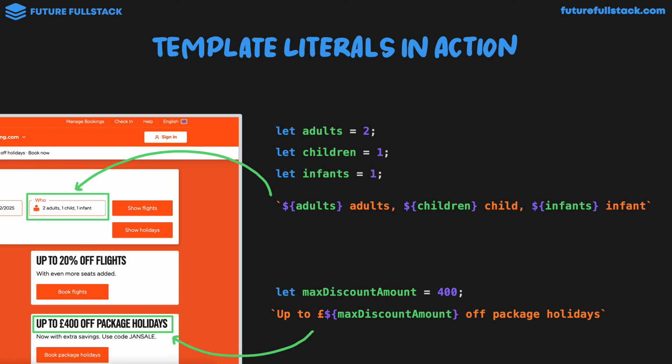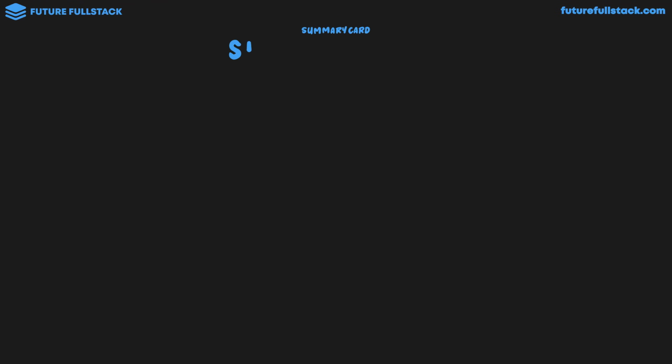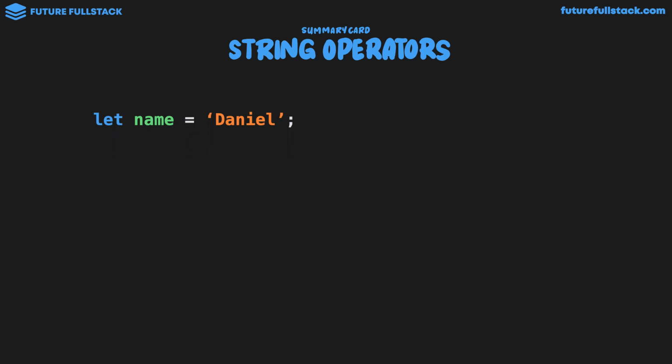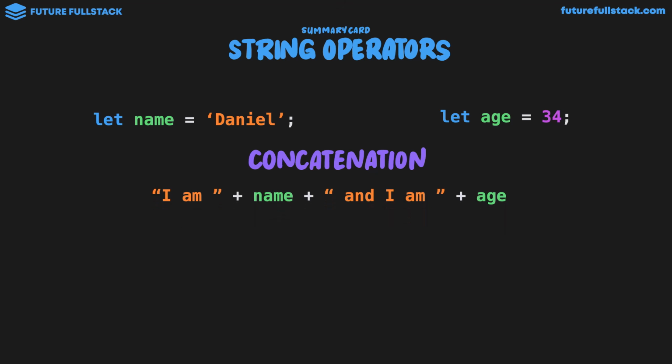Let's wrap up the theory of this video by building a summary card, string operators. We looked at both concatenation and template literals. I'll declare a string, let name equal Daniel, and let age equal 34. Using concatenation, that is adding strings together using the plus operator, we can output a string like this: I am plus name and I am plus age, which would give us I am Daniel and I am 34.